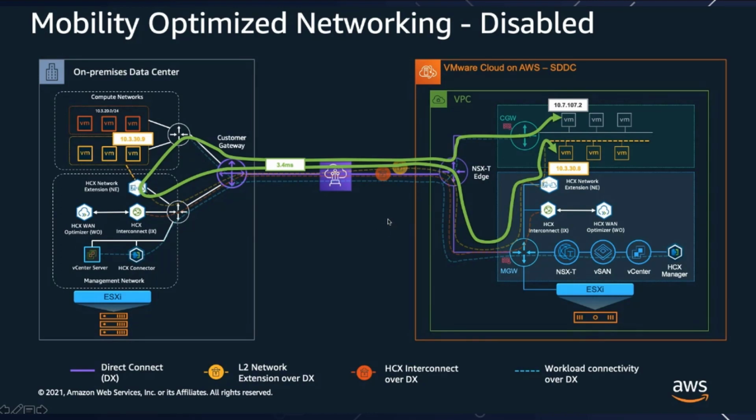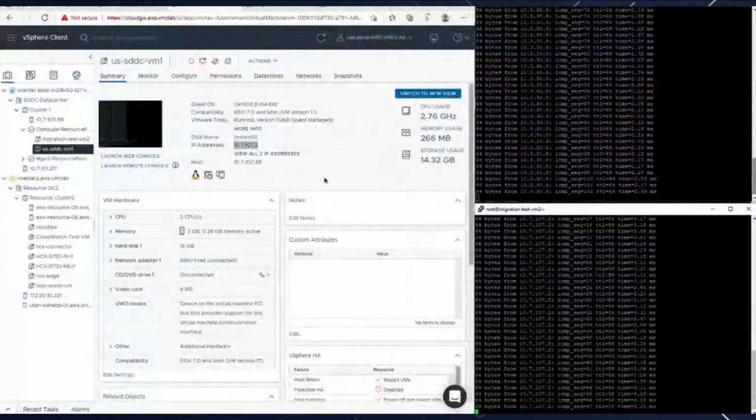Now, what happens when we activate mobility optimized networking for this virtual machine? VMware HCX network extension service intelligently directs traffic that is destined to this virtual machine through the compute gateway, greatly reducing the latency between these two virtual machines. Let's see how we can enable that.